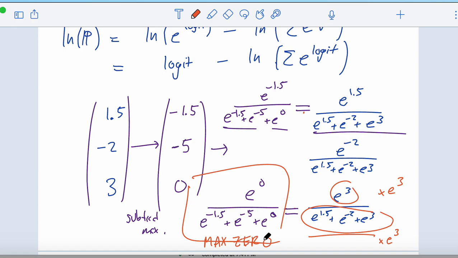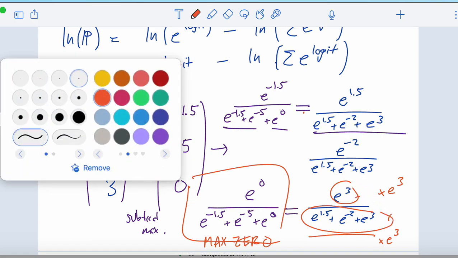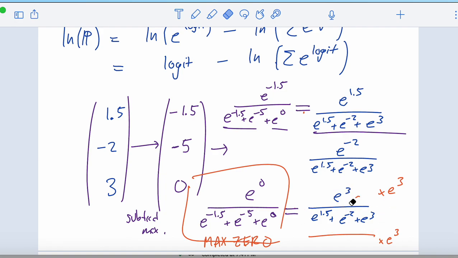And maybe I'll give a hint. If it's 3, it's not a big deal. But let's pretend the 3 was 3,000. E to the 3,000. Let's add some zeros to that. Then it would become an issue. Does anyone know why the computer would prefer the one on the left than the one on the right?